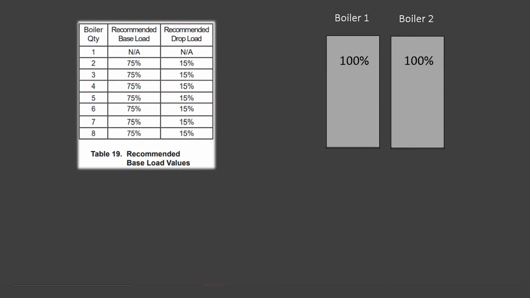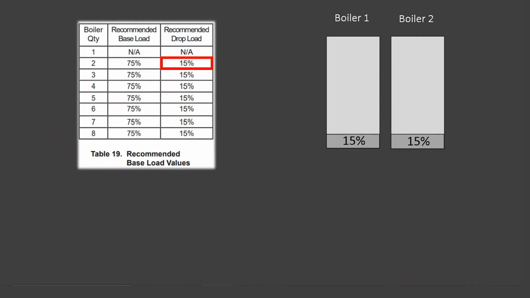Now, as we're approaching a target temperature, I use the example of 160, your boilers will start to modulate back. And as we get closer to 160, we're now at that drop load. And here we're showing the recommended drop load of 15% of modulation. So here we are down to 15%. We're going to drop off boiler 2.